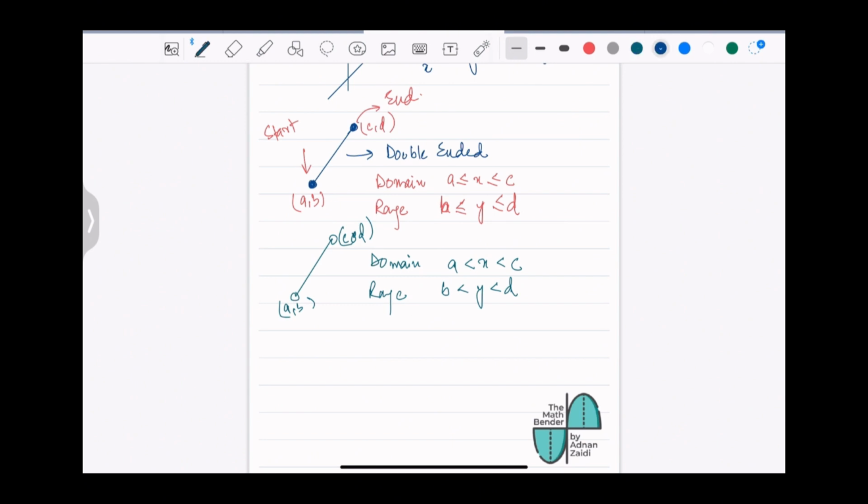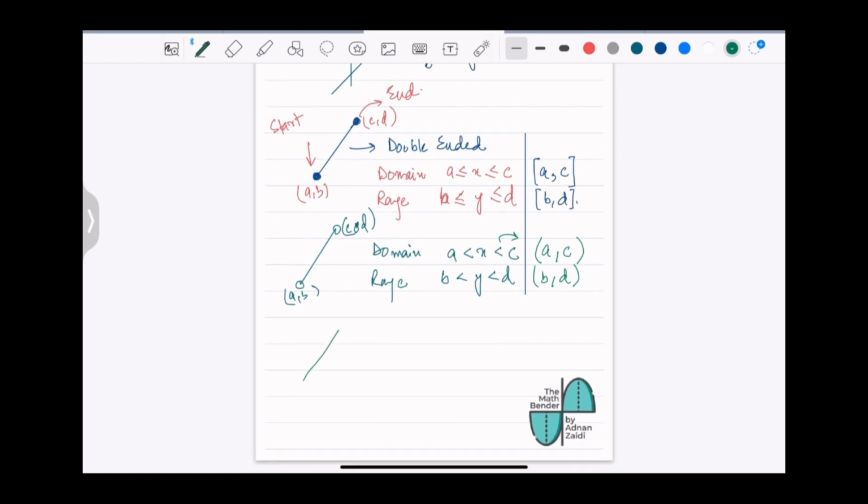Now if you follow American context, you write this domain as a comma c, where the square brackets represent less than or equal to. The same goes with b comma d, and here it's going to be a comma c with round brackets because a and c are not part of our domain, and here b comma d. You can try doing other variations of it as well.